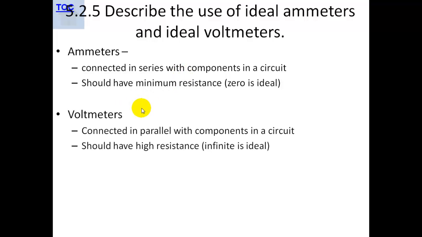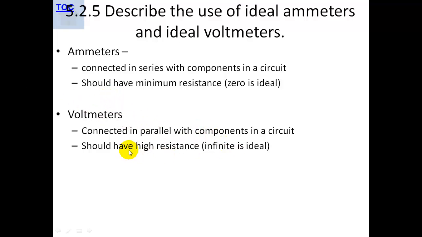Voltmeters are always connected in parallel with components in the circuit, because the voltmeter finds a potential difference, the energy difference. It must go from one side to the other. So it finds this difference in energy, how much energy per coulomb is lost across a particular component. They also have a very high resistance. An ideal voltmeter has infinite resistance.